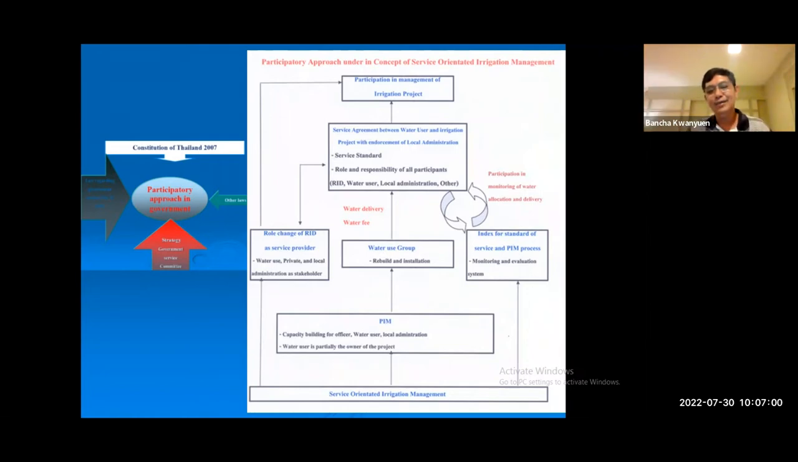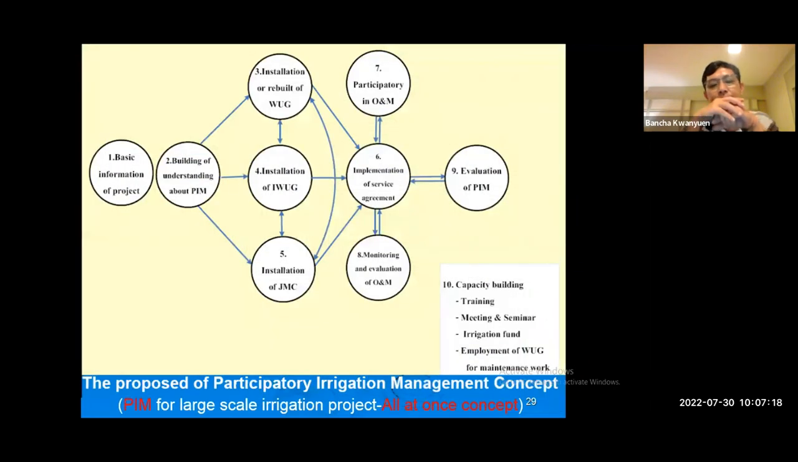We call it service oriented irrigation management, which we have practiced in some irrigation projects in Thailand. I didn't say that all irrigation projects can go to this step, but some we have done. The others are only participatory irrigation management, with no service agreement yet. This is just some improvement we have done with the RID, the Royal Irrigation Department.